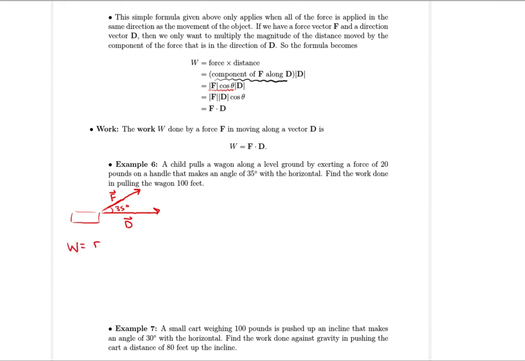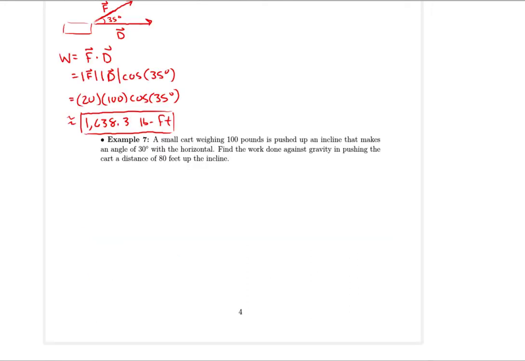my work is my force dotted with my distance, which I also know is the magnitude of my force times the magnitude of my distance times the cosine of the angle between them. Well, the angle between them is 35 degrees. And so now I can just put these in: 20 for the 20 pounds of force, 100 for 100 feet, and then I get 1,638.3 pound-feet.